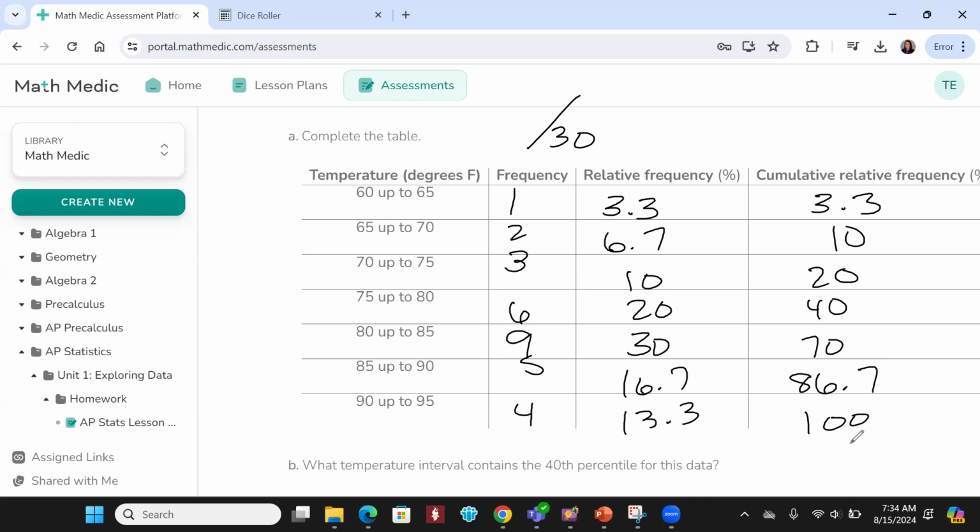What temperature interval contains the 40th percentile for this data? 75 to 80, right? And how do we know that? Well, if we look right here, it's that cumulative relative frequency. Got 40%. We okay on that? Okay. All right, go ahead and look at number 4.